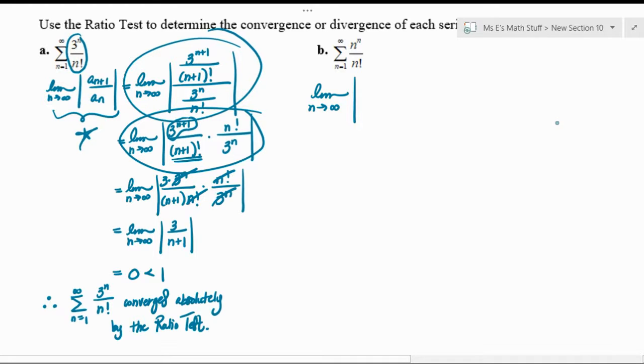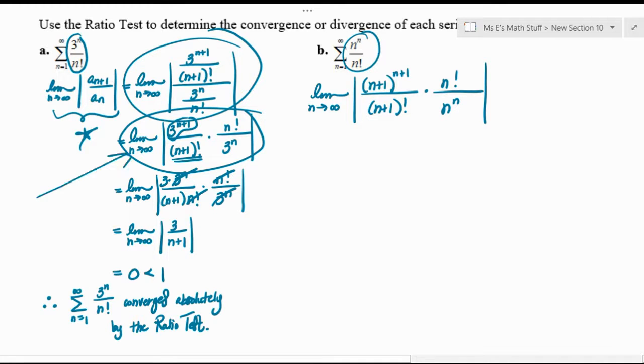So here we go. A sub n plus 1 would be n plus 1 to the n plus 1 over n plus 1 factorial. And then dividing by a sub n would be like multiplying by the reciprocal of a sub n, so multiplying by n factorial over n to the n. All right, my friends, so I've kind of jumped to this step right here in the previous problem. So, okay, now the point is to try to simplify this down and cancel out whatever you can.